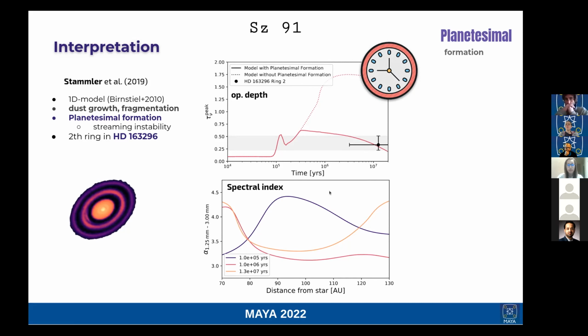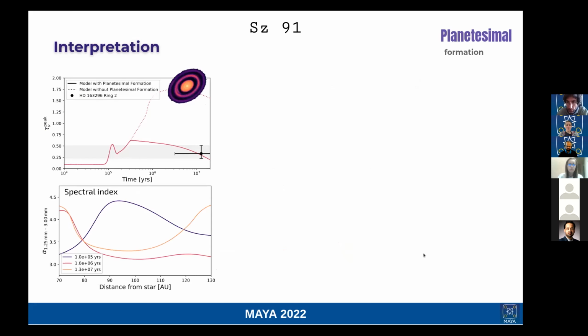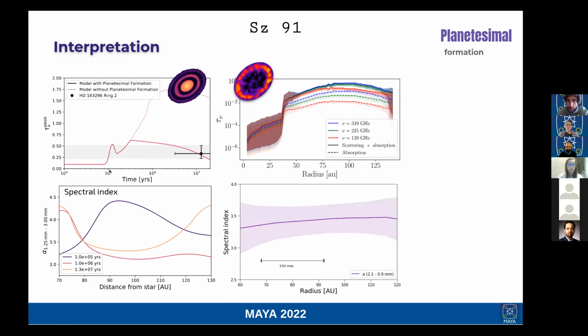Also, most important, if you see the spectral index here, this is the millimeter spectral index as a function of distance from the star. Once you start evolving the model with time, the spectral index will reach a minimum value and will be almost flat, with values between 3 and 3.5 when you include planetesimal formation. So comparing our work with this model with dust growth, fragmentation, and planetesimal formation, we see that we have these similarities. We found a similar peak optical depth.